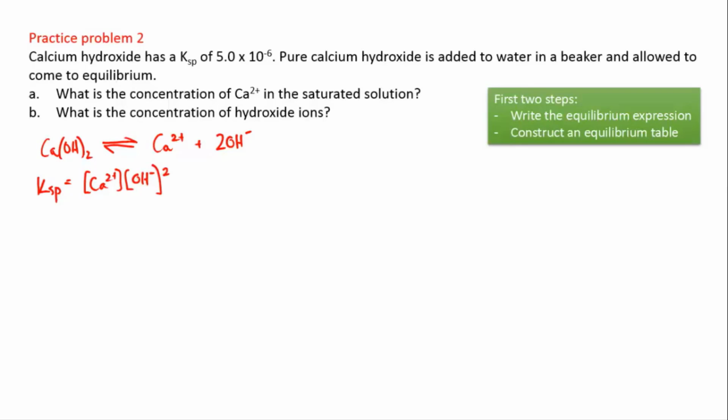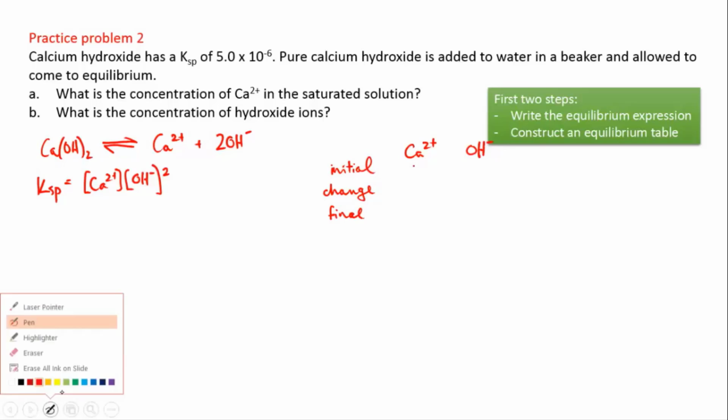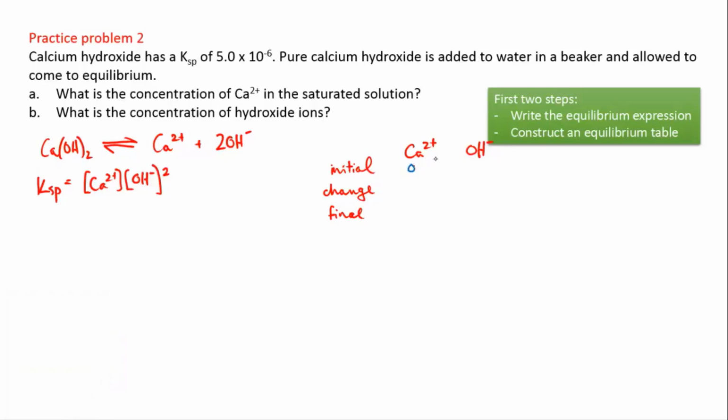Okay, now we'll construct an equilibrium table. So we'll have initial, change, and final. We're going to ignore the calcium hydroxide solid because it doesn't appear in the expression. We will just look at the calcium and the hydroxide. And we start off with none of either of those.